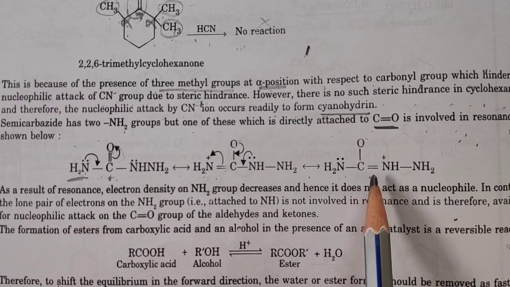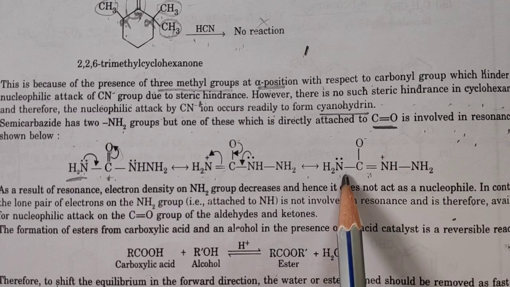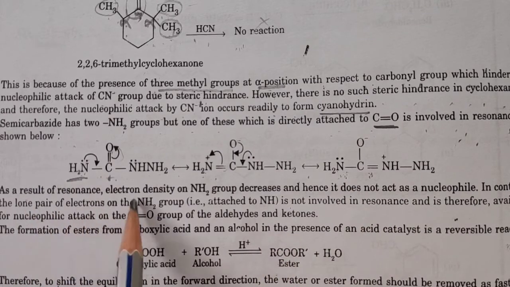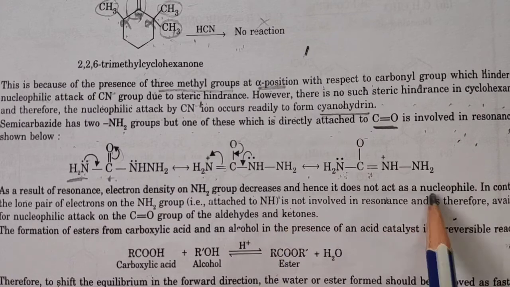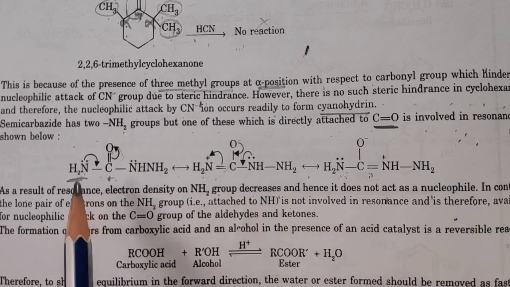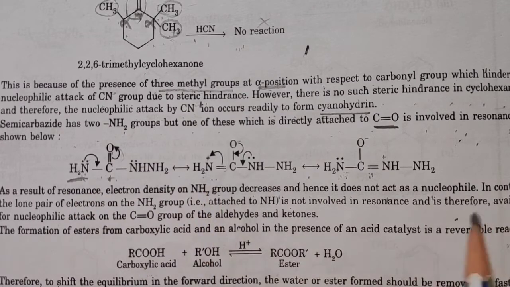So you will see there is a formation of a double bond, either on this side or this side. But the main thing that happens here is the reason: as a result of resonance, the electron density of the NH group decreases, and hence it does not act as a nucleophile. First it was acting as a nucleophile, but the density decreased, so it will not act as a nucleophile.